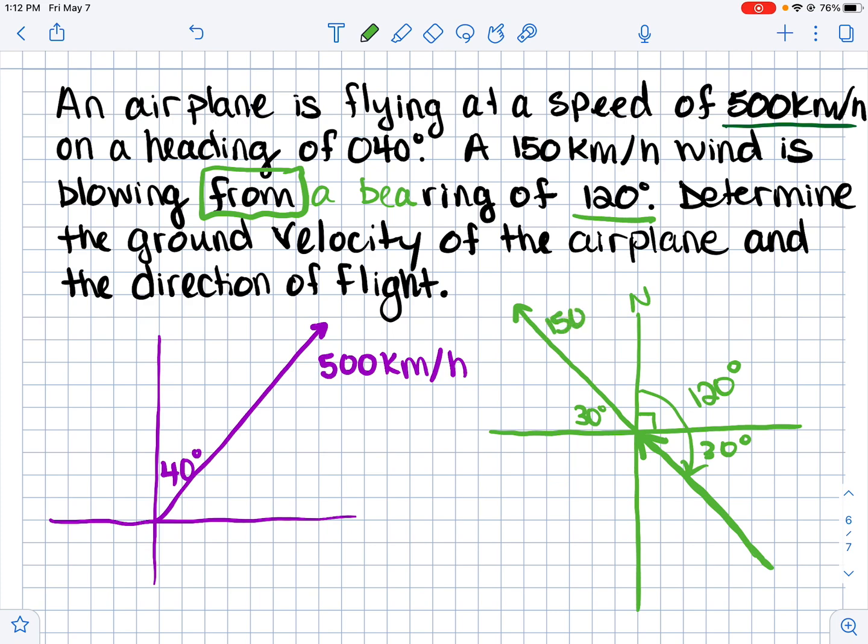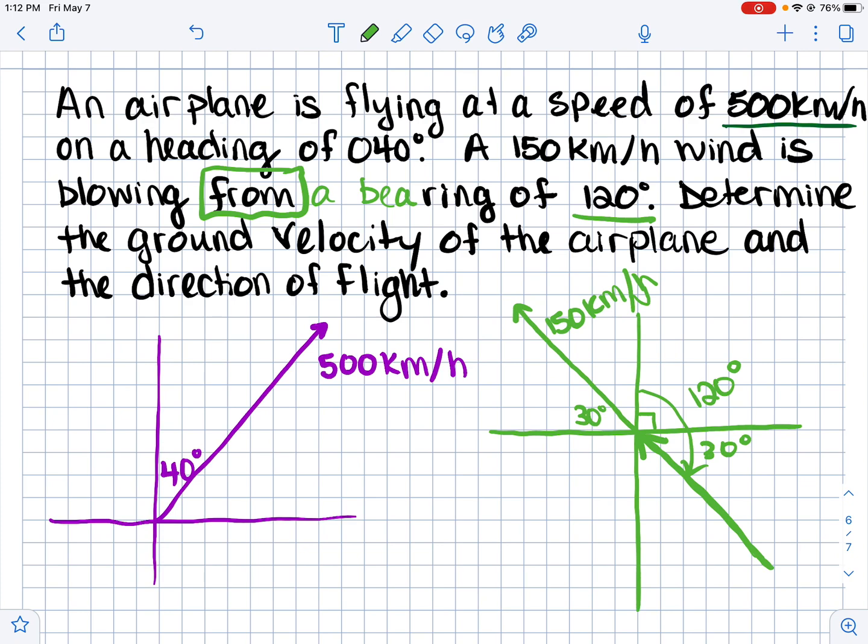And it's going 150 kilometers per hour. And since it's from a bearing of 120, it's coming from that way and it's going to that way. So that's a bit confusing. Now we're looking for the ground velocity of the airplane and the direction of flight. So the airplane is the purple diagram here, but the wind is going to push it. So it's going to end up going slightly more west than it is, right?